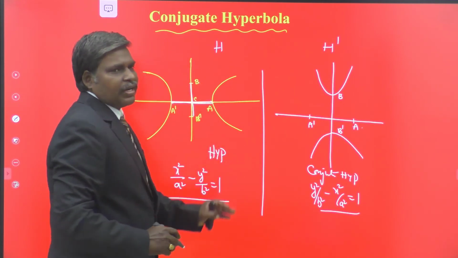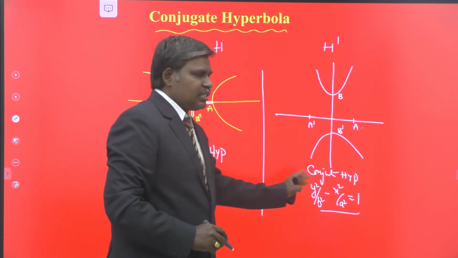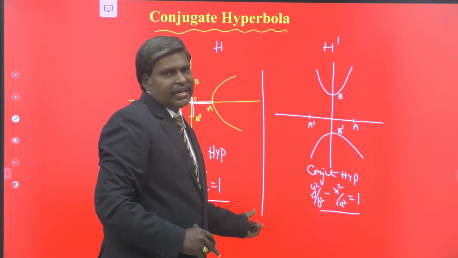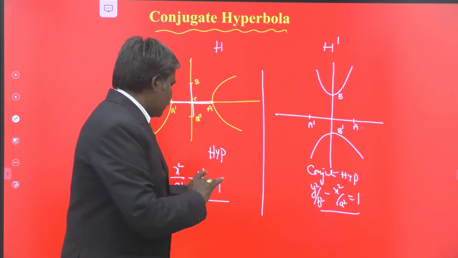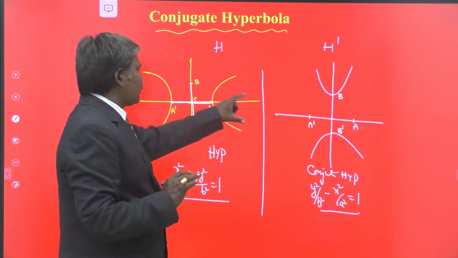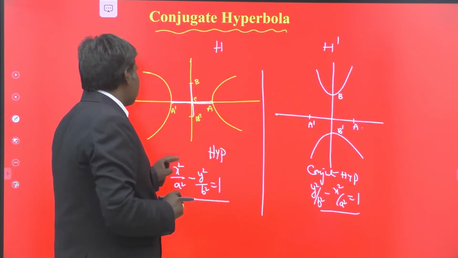Here there is no importance of either a greater than b or a less than b. The curves itself change here. In your ellipse equation, both the equations are the same and the conditions are different: either a greater than b or a less than b is there. But here there is no importance of which one is more, which one is less, about the lengths of the transverse axis as well as the conjugate axis. So the curve equations itself change.